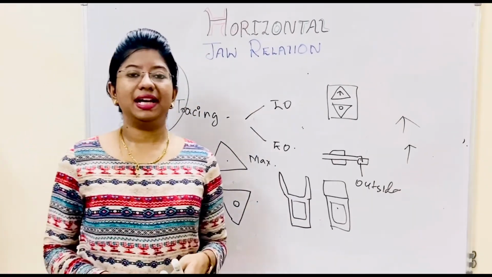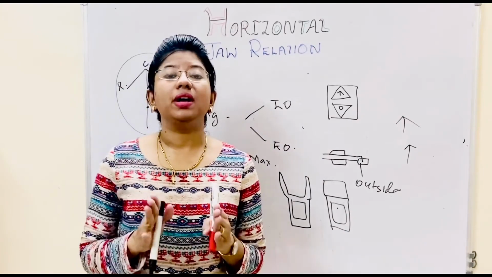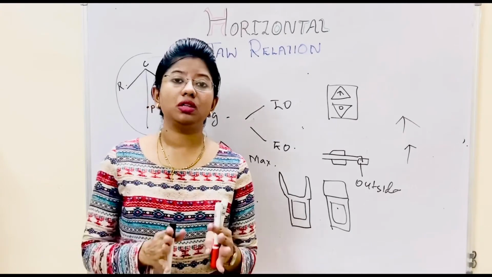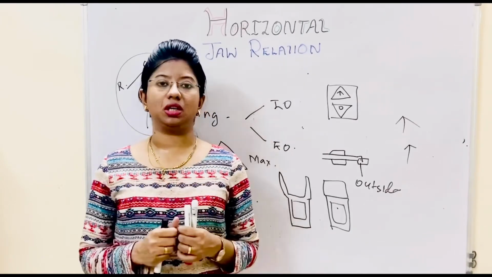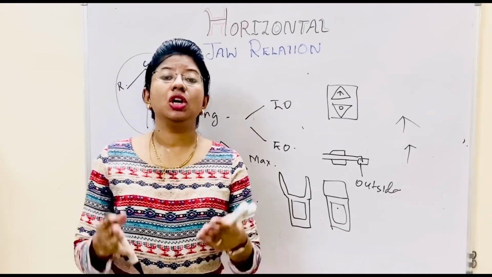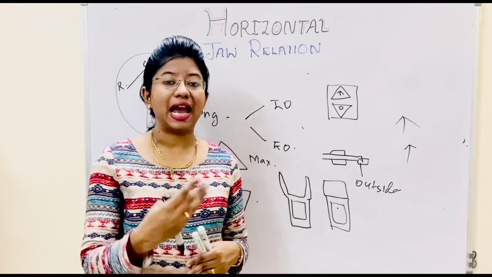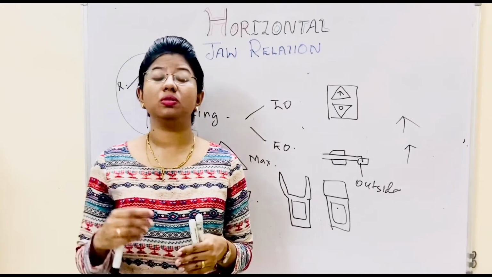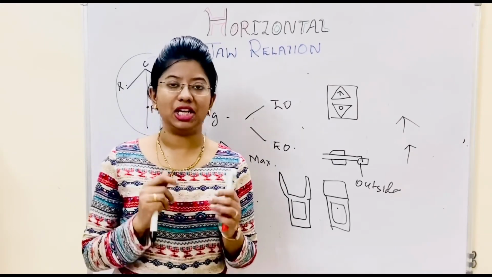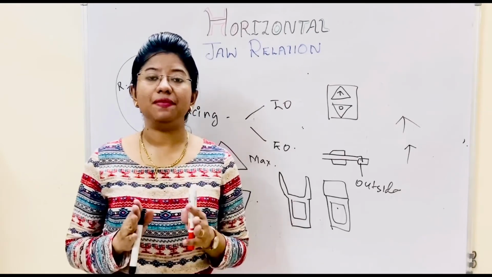So in short, I have explained what horizontal jaw relation is. Why you need to record the horizontal jaw relation in centric position? What is eccentric relation? What are the methods to close in centric? What is active closure? What is passive closure? And what are the different methods to record this relation? If you have any doubt, feel free to ask.